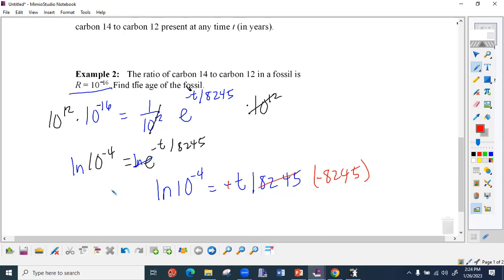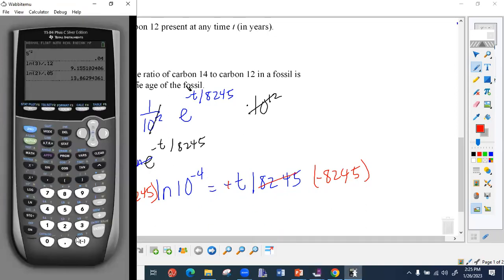But what I do to one side, I have to do to the other side. Okay, so now I know the exact value of T. T equals negative 8,245 times the natural log of 10 to the negative 4. So I'm going to go to the calculator and put that in there. So we have negative 8,245 times the natural log of 10 to the negative 4. This is my exact value.